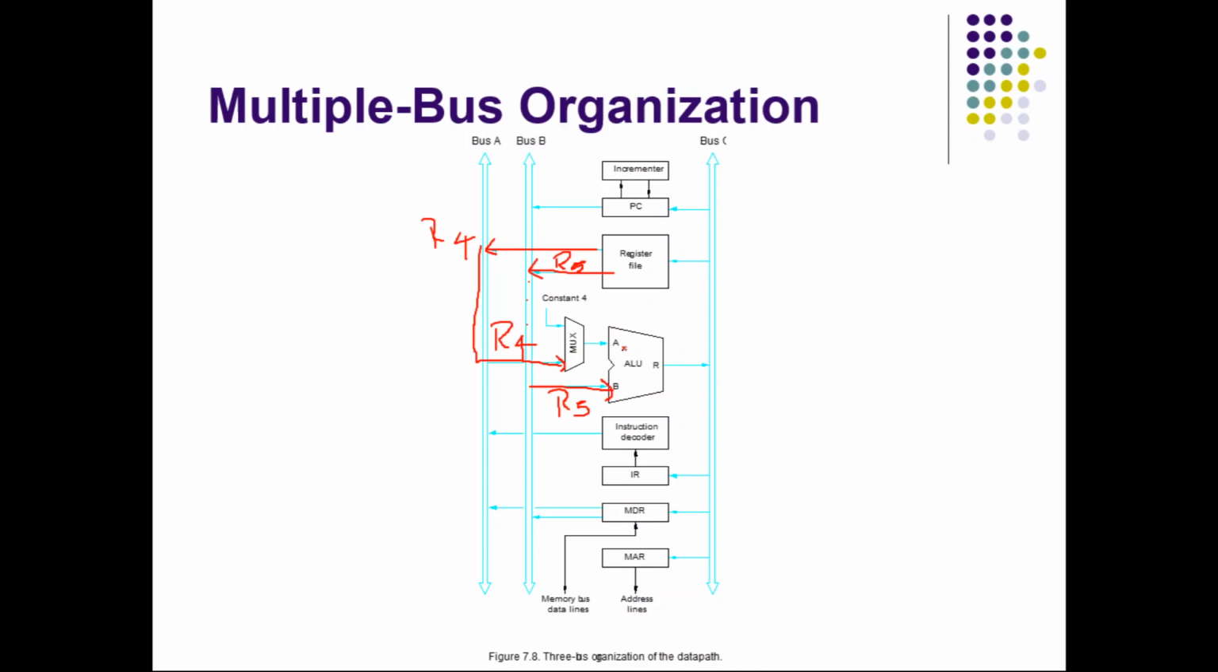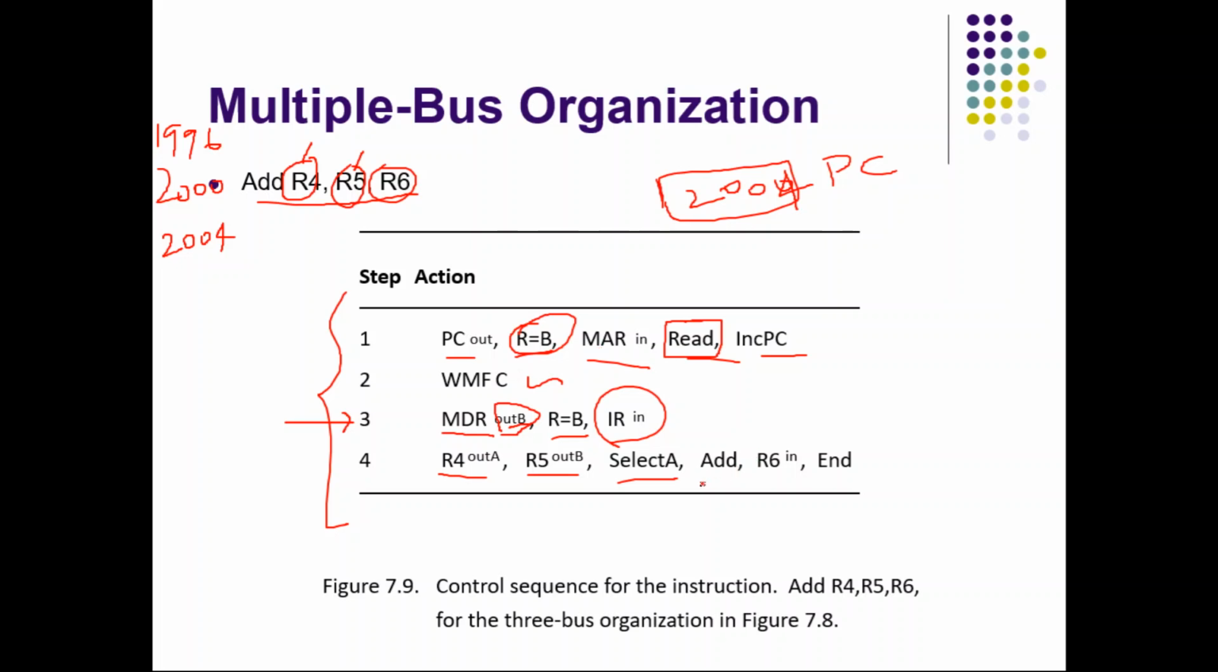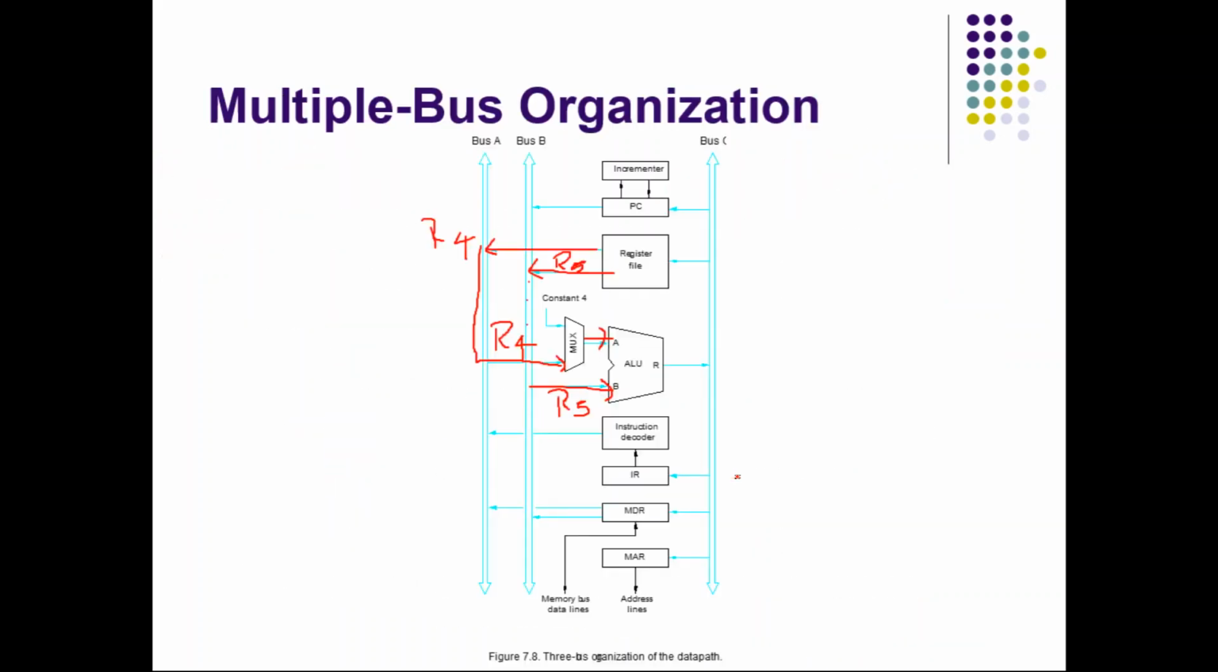Because the multiplexer can take either a constant or this A from bus A. So we are saying select A means the content of bus A will be selected, and that will be available through the A input of the ALU. Then you perform add. When you perform add, what will happen? The result will go to the internal bus. Which bus will it go to? It will go into bus C.